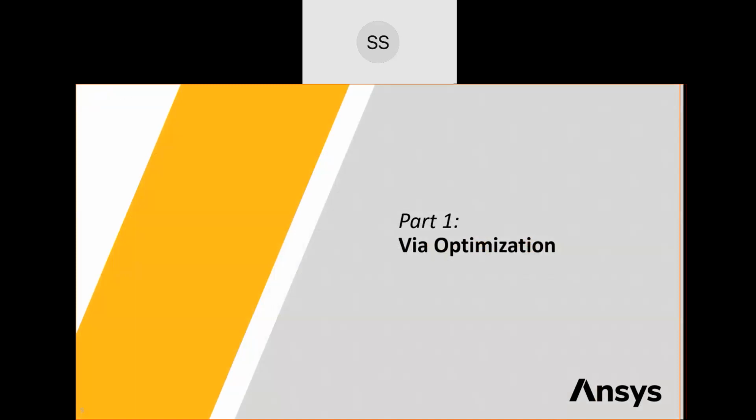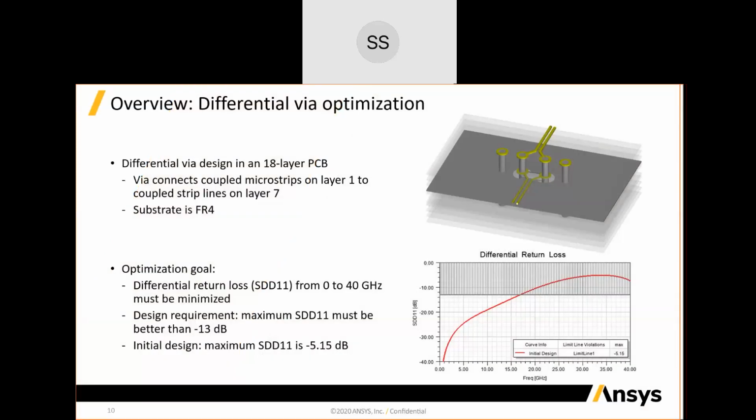So with this quick introduction out of the way, let's take a close look at the via optimization. The via that we're talking about here is a differential via in an 18-layer PCB. We want to connect coupled microstrips on the first layer to coupled strip lines on the 7th layer. And the substrate for all these layers is FR4. So it's an affordable substrate, but unfortunately, usually it has a lot of losses associated with it. And so trying to optimize the design here might be very important to really get all the performance out of this via that we possibly can.